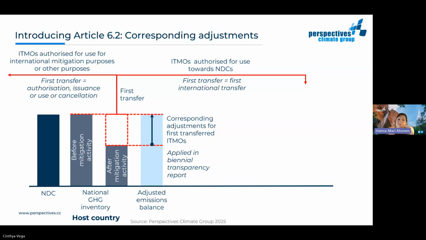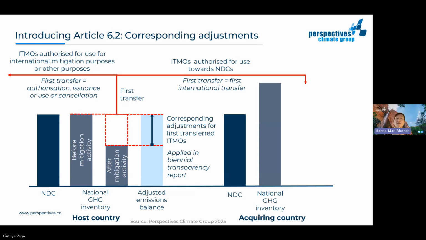And depending on what use it is, the first transfer could happen at different points. But the first transfer triggers the host country to adjust its emissions balance. So it will not just look at the emissions happening there, but it will have to adjust to what it has transferred, so that then anything it transfers away, it needs to adjust in its emissions balance. And as you can see here, the adjusted emissions balance, the light blue one, still allows the country to meet its NDC, although it has adjusted for the fact that it has transferred some of those mitigation outcomes away. Now, if these mitigation outcomes are transferred towards the use of another NDC, then the using country will also do a corresponding adjustment.